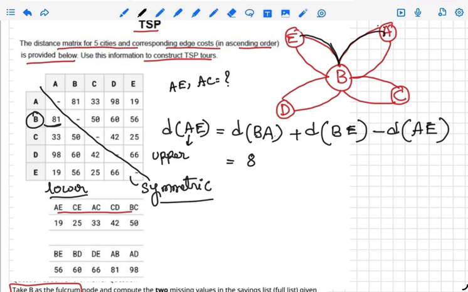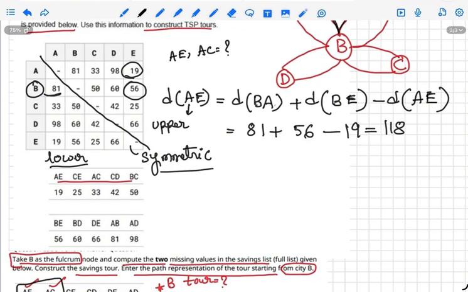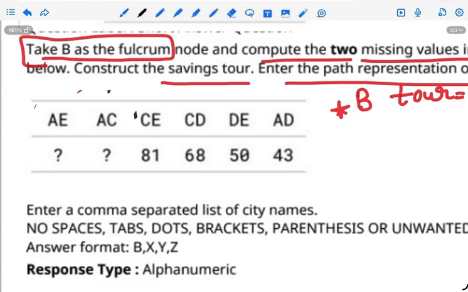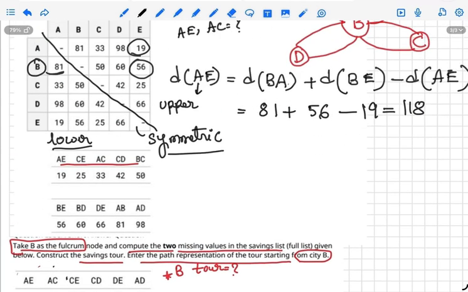So the A to B distance is the same as B to A, that is 81, plus the distance B to E, which is 56, right? 81 plus 56 minus the distance A to E. A to E is this one, 19. So the value is 118. So this AE value is 118.